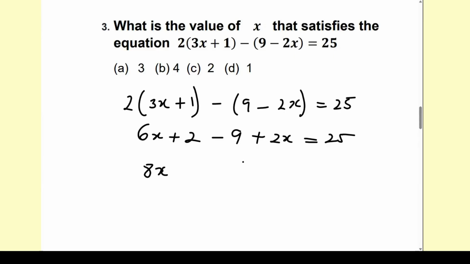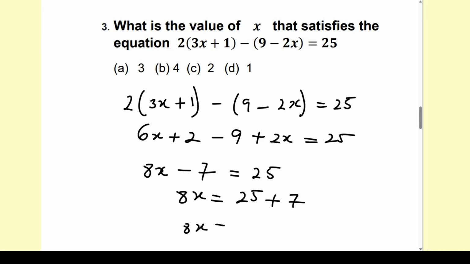And notice something here. We have 2 minus 9, which gives us minus 7, and it is equal to 25. Beautiful. So if minus 7 crosses to the other side, it becomes 25 plus 7, and this is 8x here. If you add this, 25 plus 7 gives us 32. Now if you divide both sides by 8, you have 4 as your answer. So this is the right answer.